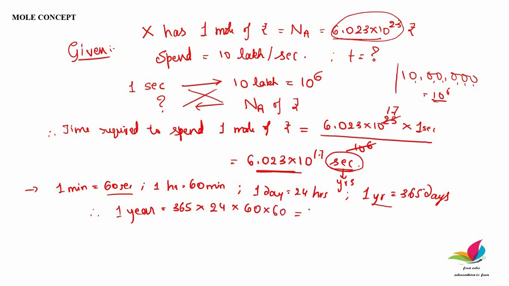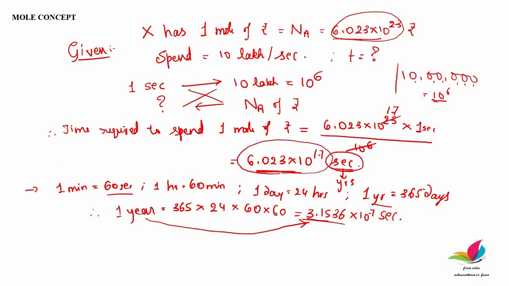That will be equal to 3.1536 into 10 to the power 7 seconds. So 1 year is equal to this many seconds. If you have this much seconds, then this will be equal to how many years? So simple, right?